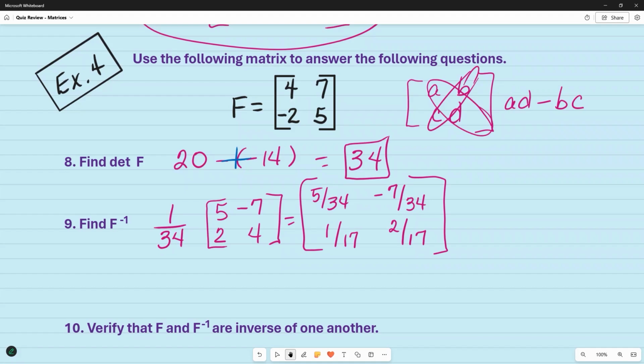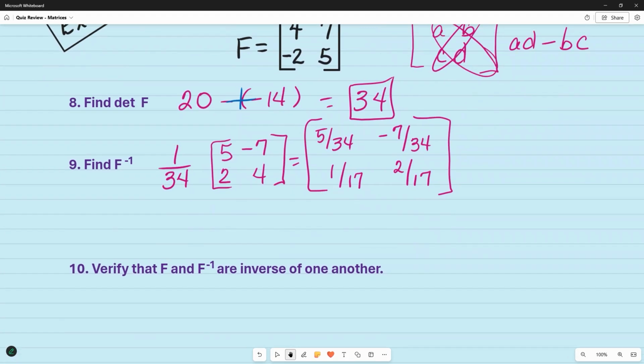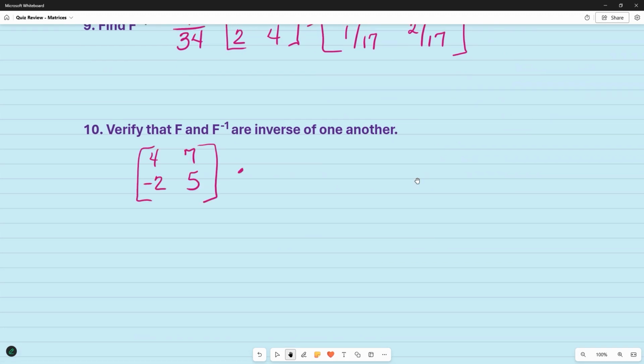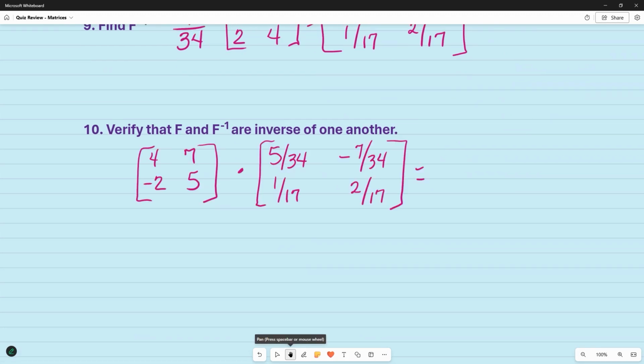And then the last example is asking for me to verify that F and F inverse, are they actually inverses of each other? So what you would have to do is substitute in for F. You want to multiply that by the inverse. All right, when we are multiplying, we're going to take the first row of the first matrix and multiply it times the first column of the second matrix.